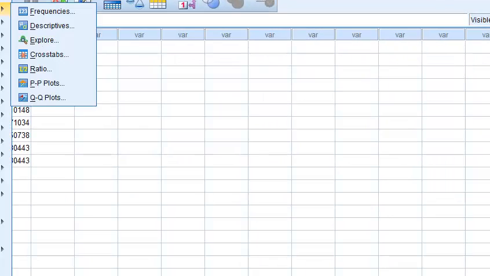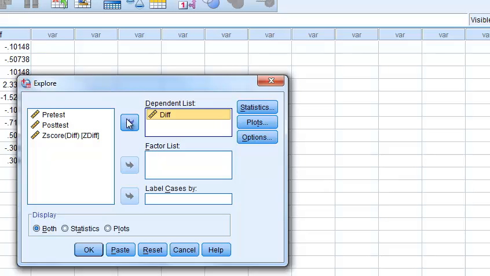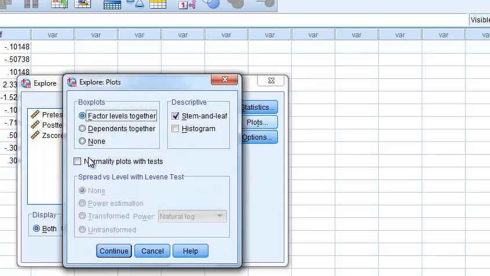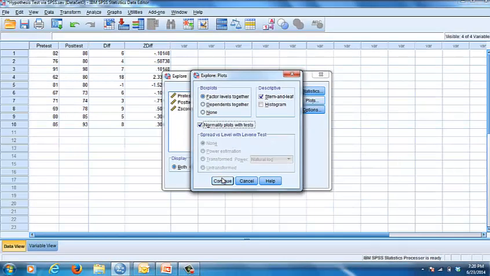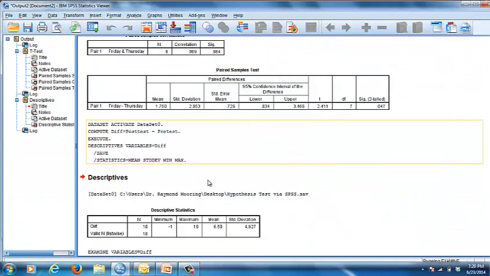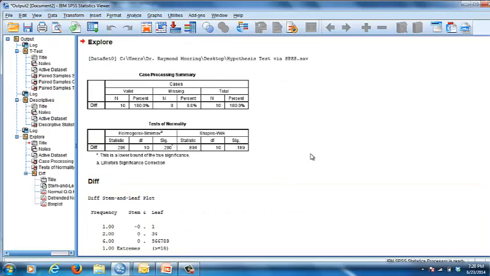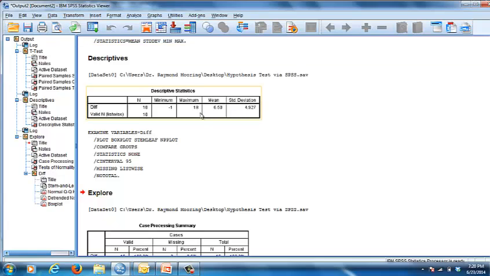So Analyze, Descriptives, Explore, diff, independent list, plots. Give me the normal plot. I don't really care about the normal plot, but I care about the tests. Continue, and okay. Let's give me the plots. Okay. So it's telling you the minimum difference was -1, the maximum difference was 18, with an average difference of 6.5, and a standard deviation of 4.927.